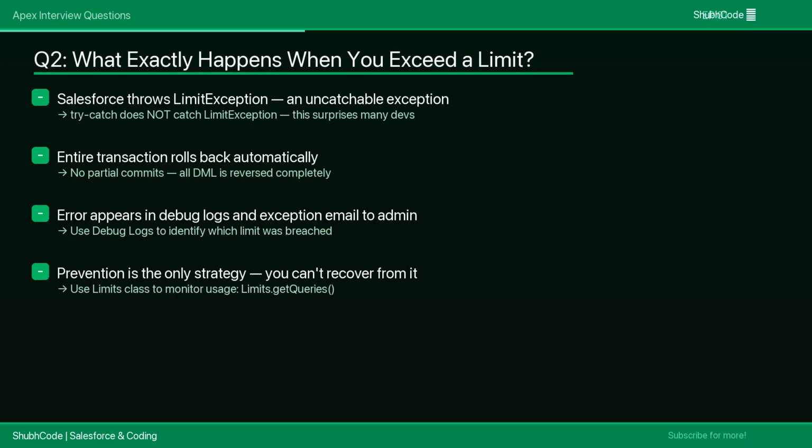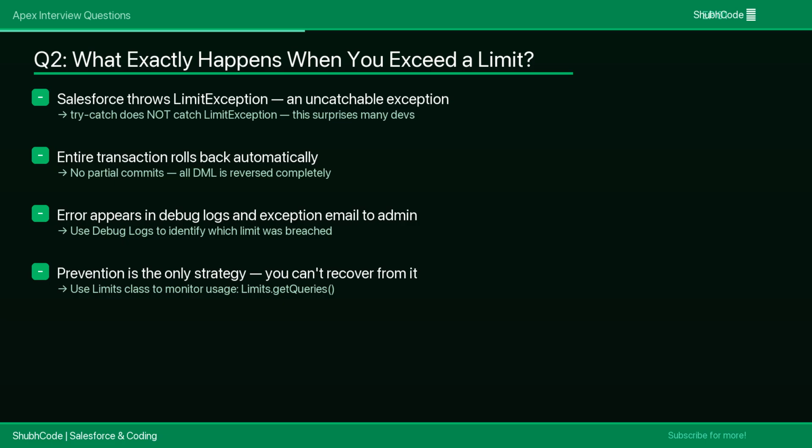This is a follow-up question that catches a lot of people off guard. They know limits exist, but they're fuzzy on what actually happens at runtime. The answer: Salesforce throws a runtime exception called LimitException. It's an uncatchable exception. You cannot put it in a try-catch block. When LimitException fires, the entire transaction rolls back.